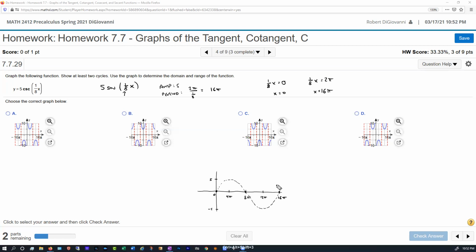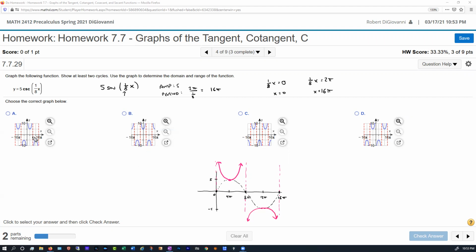Now what we need to do is, everywhere it hits the x-axis, draw a vertical asymptote because we're trying to graph the reciprocal function, cosecant. And now from here, we draw our little u's that touch the tip there. And then here it goes like this, like that. All right, so which of these is it?